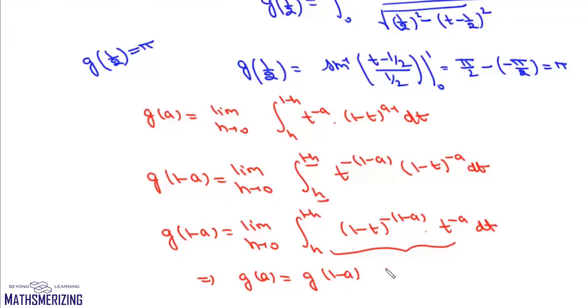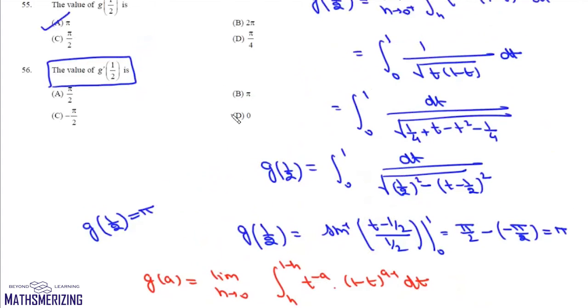That means this function gx is symmetric about a equals 1 by 2. Now it is given that this function gx is a differentiable function. So if the function is differentiable and it is symmetric about 1 by 2, then clearly g dash 1 by 2 should be 0. So value of g dash 1 by 2 should be 0, and that's your option D.